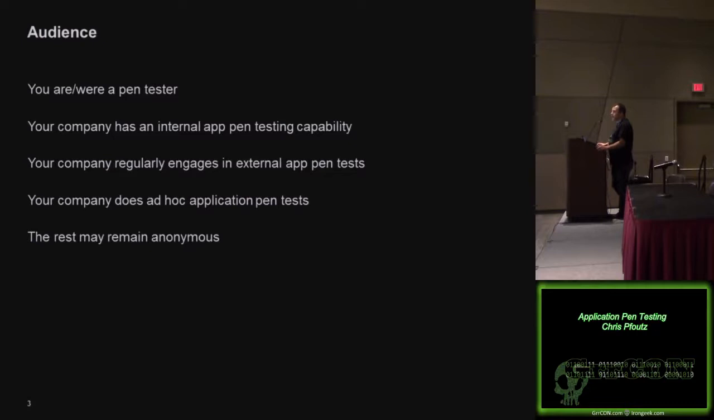How many of your organizations have an internal application pen test capability, so your own application pen test team? Okay, only 1. How many of your organizations regularly engage with application pen testers? That means you have a pen testing schedule, and you adhere to it and do it on a regular basis. 1, okay. And how many of you engage with application pen testers on an ad hoc basis, so as needed? 2, okay. And then the rest, I'll let you remain anonymous if you don't do application pen testing, or assume that you don't want to disclose that.